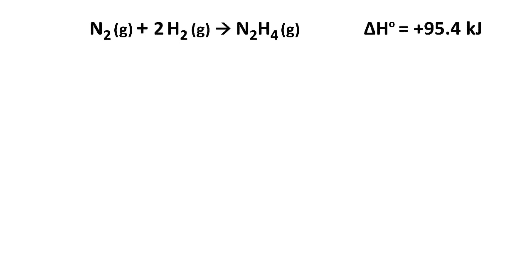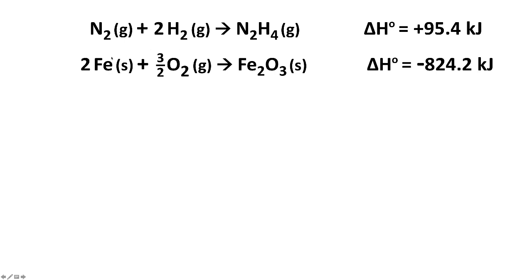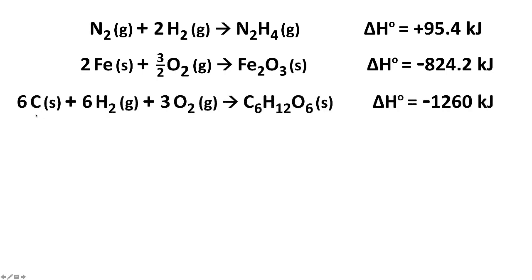To start, let's consider a few thermochemical reaction equations. The first one is the reaction of nitrogen and hydrogen to make hydrazine, N2H4. The next one is iron and oxygen reacting to make iron(III) oxide, Fe2O3, and the third is carbon, hydrogen, and oxygen reacting to make glucose, C6H12O6.